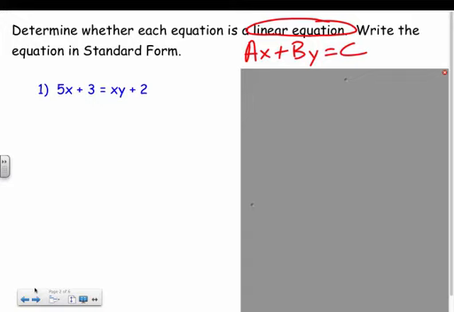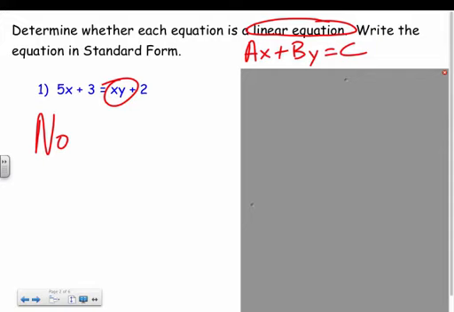Well, if I look at number 1, I have a term with x, that's good. I have a term with y, but what do I notice about that y? It's got an x with it. So do you think I can get this into standard form? No, I'm not going to be able to do that. So right away I can say, no, it's not a linear equation. So I cannot write this in standard form.